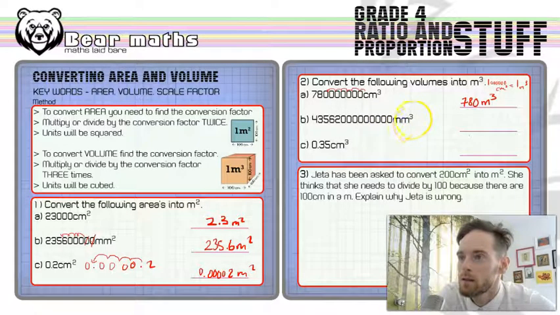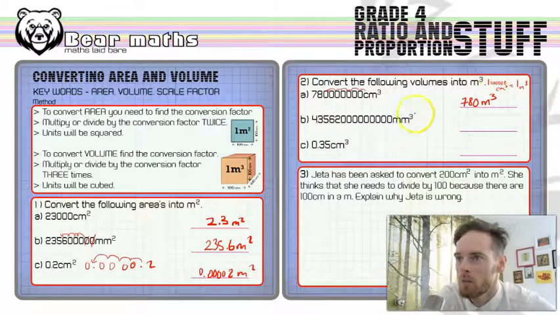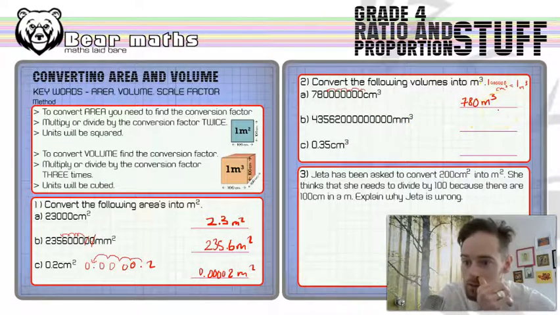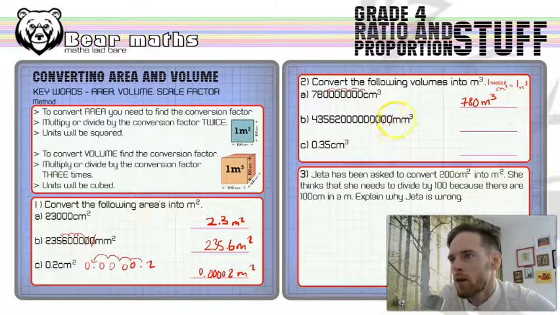This one's in millimeters cubed. So we've got a couple of things to do here. Let's think about the conversion factor between millimeters and centimeters. 10 times 10 times 10 is 1000, so there are 1000 millimeter cubes in a centimeter cube. So first of all, we'll divide by 1000, which is 1, 2, 3. Knock those off. That's gone.